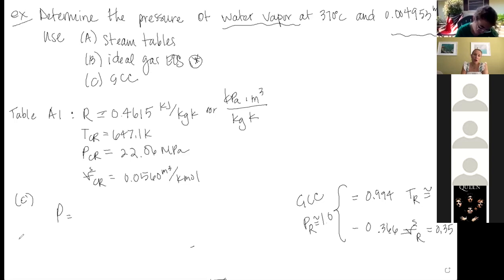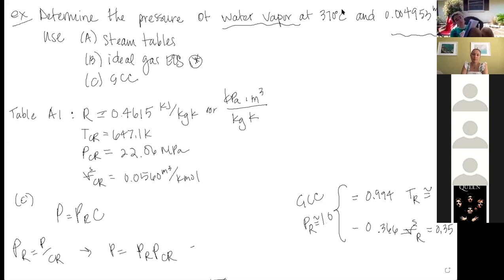Well, if you remember, our reduced pressure equation is just our pressure over our pressure critical. So then our pressure is just going to be our pressure reduced times our pressure critical. Our pressure reduced we just found to be 1. Our pressure critical we found to be 22.06 megapascal. So our pressure is going to be approximately 22 megapascal.